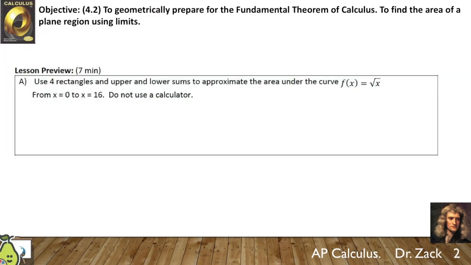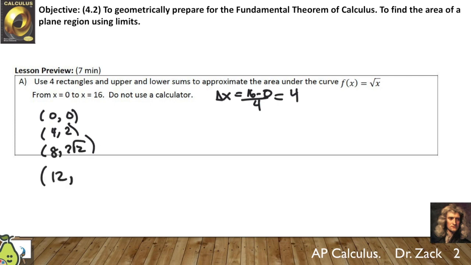Hello, everyone. So, your lesson preview: you had to use 4 rectangles and no calculator to approximate the area under the curve. Perhaps you used delta x so that all of your delta x were the same length. You were not told that you had to do this though. So if you did, you used your points 0, 0, then 4, 2, 8 with 2 root 2, and 12 with 2 root 3.